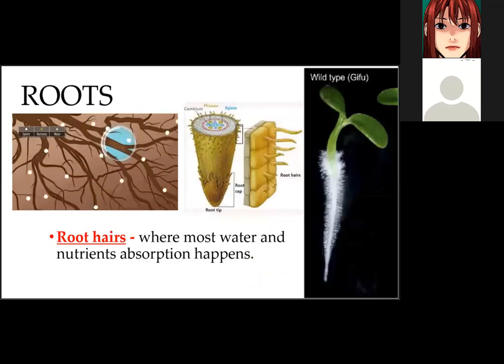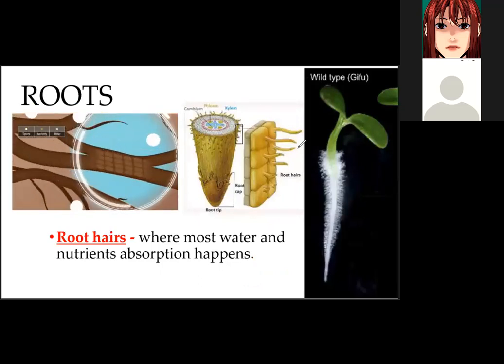Can you see the slide here? We have here the root hairs. Now the root hairs, this is where most water and nutrients absorption happens. From the ground, water is absorbed by the root hairs, the white ones here. Again, say root hairs. This is where most water and nutrients absorption happens, right? That is the root hair.